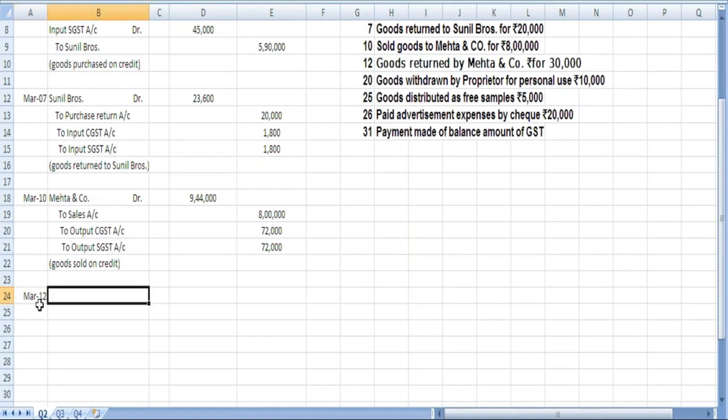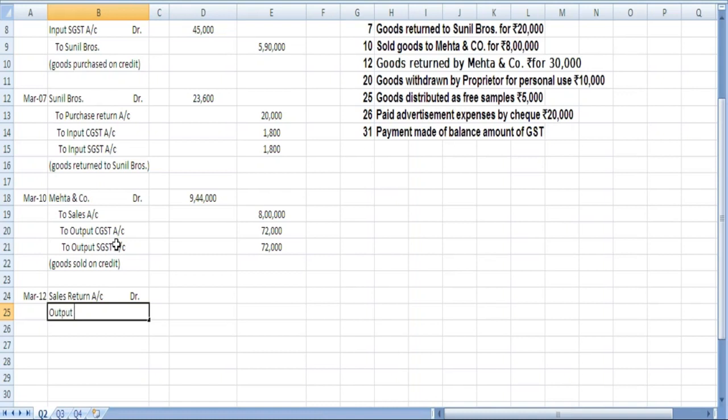On March 12, here it says that goods returned by Mehta and Company. So whatever goods we had sold, now it is returning, so it will be sales return account or return inward account debit, and whatever was credited, output CGST, the percentage of return we will debit, because this is not a purchase, the sale is being given back.